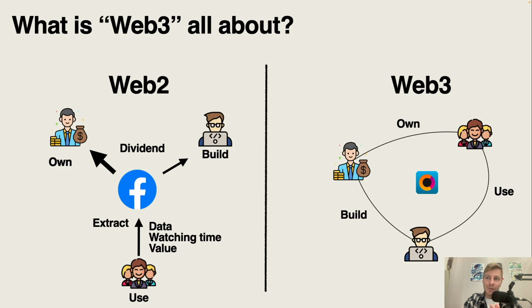So in Web2, you have 3 categories of personas. You have the users, the investors that own the platform, and the developers that build the platform. I've taken Facebook as an example. Essentially, in Web2, there is an extractive relation between the investors and the users, and also the developers. There is an extractive relation because the users provide value in the form of either data, watching time, or any kind of other value that they provide to the platform.